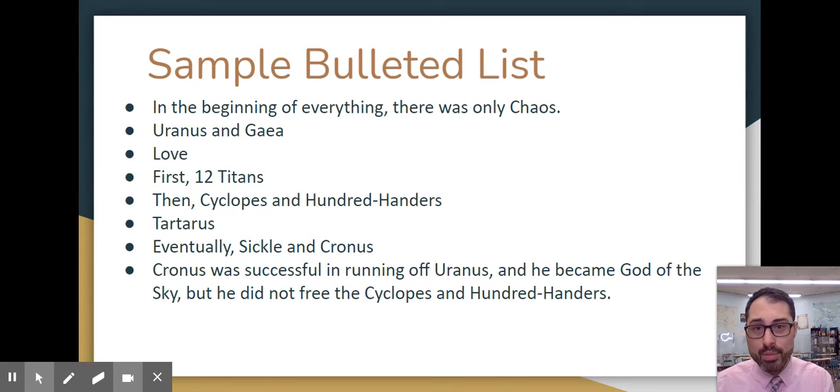Then Gaia gave birth to 6 more children, 3 Cyclopes, monsters with 1 eye in the middle of their head, and 300 handers, who had 50 heads and 100 arms apiece. However, Uranus, their father, thought these 6 creatures were ugly. So he took them and shoved them in the deep, dark pit of Tartarus under the earth so nobody had to see them again. And I would keep going.